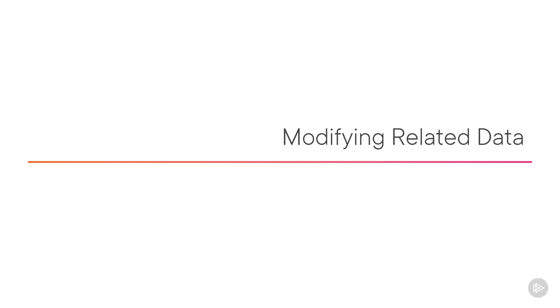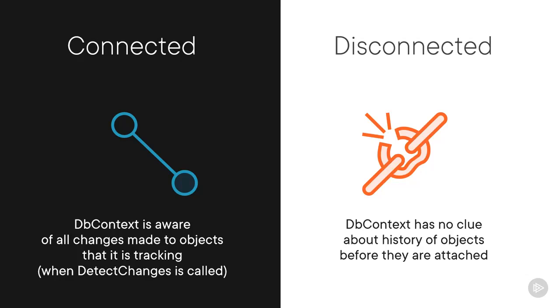We've looked at adding graphs or adding data to existing graphs already. But what about updating data that's part of a graph? Like the additions, you need to be aware that things will work differently when the data is being tracked as the changes are being made, versus if it's disconnected and the DB context begins tracking the object state after the changes have been made. Let's first look at making changes to a graph of objects while EF Core is tracking them.